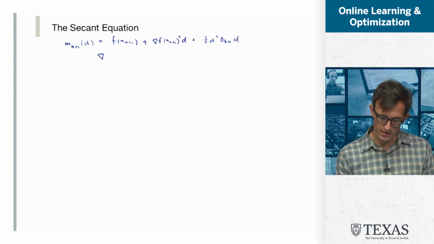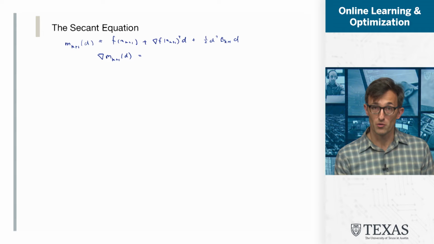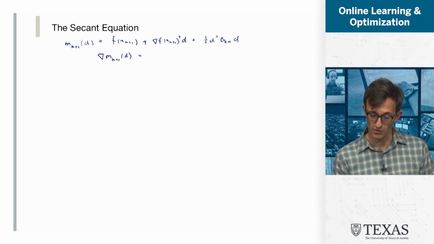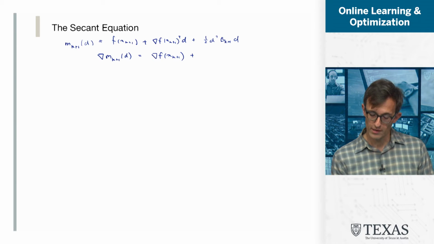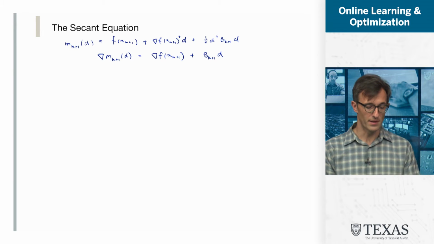What is the gradient of m_{k+1} at a generic d, at a general d? This is equal to, first term is 0 because I'm taking the derivative with respect to d. Second term is linear in d, so the gradient with respect to d just leaves the gradient of f of x_{k+1}. And then the final term, I just extract the linear term by taking the derivative. So the gradient is equal to this.